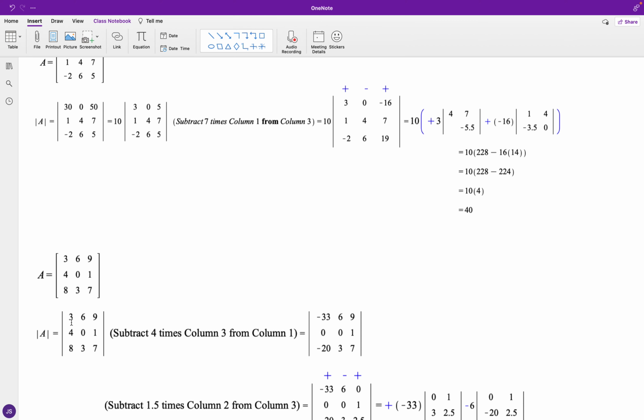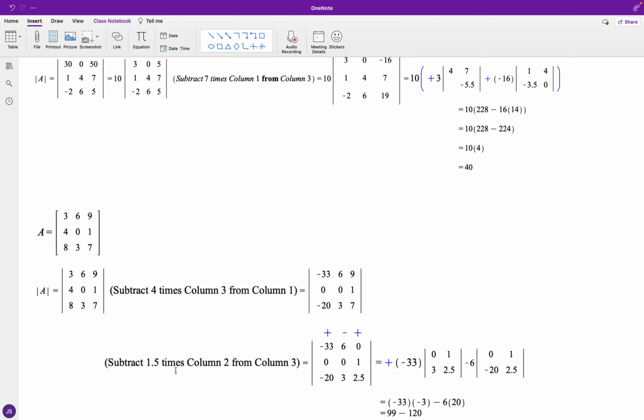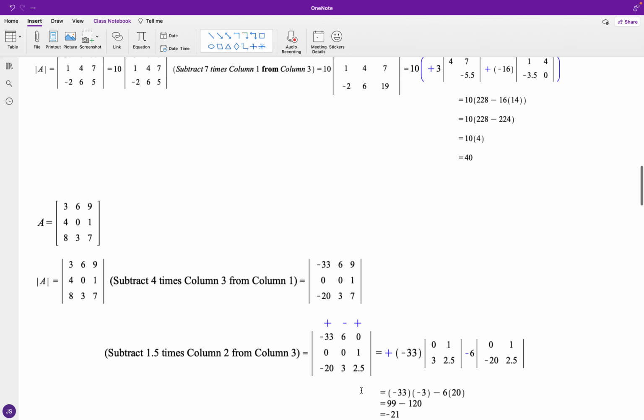So if I have 3 minus 4 times 9, that's going to be negative 33. 4 minus 4 is 0. 8 minus 4 times 7 is going to be 8 minus 28, which is negative 20. And so we have this arrangement. And let's say that if I were to subtract 1.5 times column 2 from column 3, you're going to have 9 minus 9 is 0, 1 minus 0 is 1, 7 minus 1.5 times 3 will be 7 minus 9 halves, so that'll be 2.5.